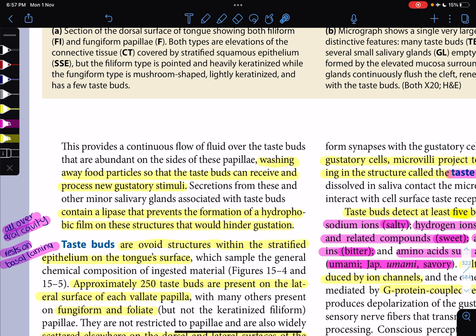Secretions from these and other minor salivary glands associated with taste buds contain a lipase. So lipase can also be secreted from salivary glands. And the secretion of lipase prevents the formation of a hydrophobic film on these structures that would hinder gustation. So the hydrophobic film, هذا it's like a hydrophobic layer بتكون مثلا فوق ال taste buds, and وجودها would hinder gustation, يعني راح يخلي tasting harder. So the secretion of lipase prevents that formation of the hydrophobic film اللي بتكون موجودة على taste buds.